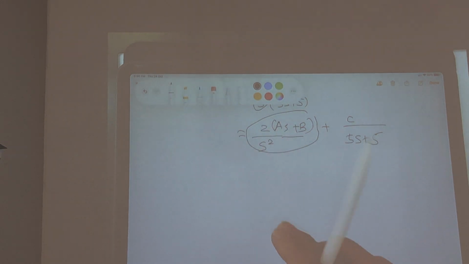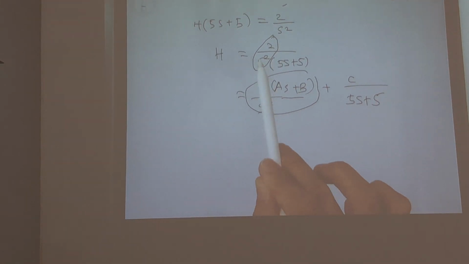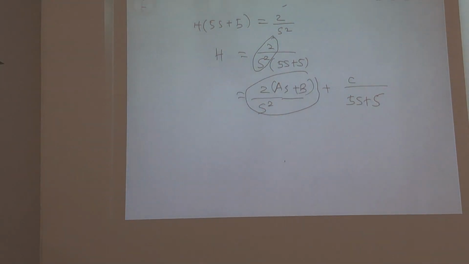So what we have is 2 over s power of 2, because the s here is one factor and 5s plus 5 is another factor. For s power of 2, if I want to break it, my top should have As plus B. So s power 2 gets As plus B. These two come originally from the question itself. So this is how I break the first part, and I left the other factor here, 5s plus 5, which gives C divided by 5s plus 5.